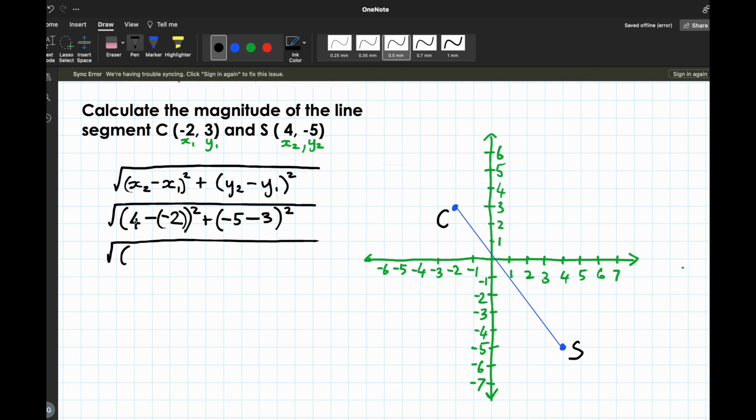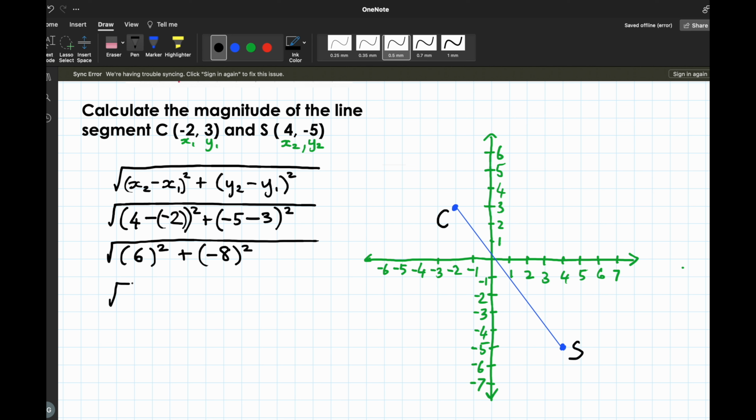So 4 take away negative 2. If we put that in the calculator, it's going to give us 6. So we want to square that answer. Then we're going to add now. So negative 5 take away 3 is the same thing as negative 8. So we're going to square that answer.